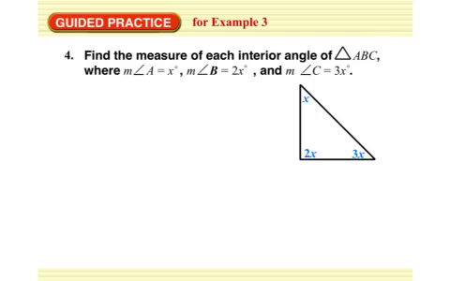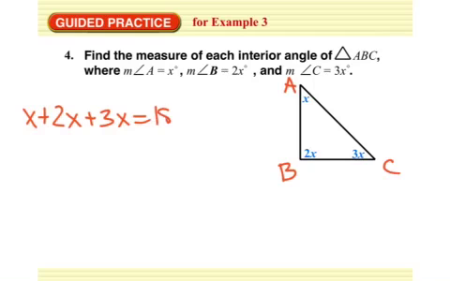Okay, find the measure of each interior angle of triangle ABC, where the measure of angle A is x degrees, B is 2x degrees, and C is 3x degrees. Well, just think about this. We know that the sum of all the angles in a triangle is 180. So we're going to go ahead and write this equation. X plus 2x plus 3x equals 180. Add like terms. 6x equals 180. And x equals 30.